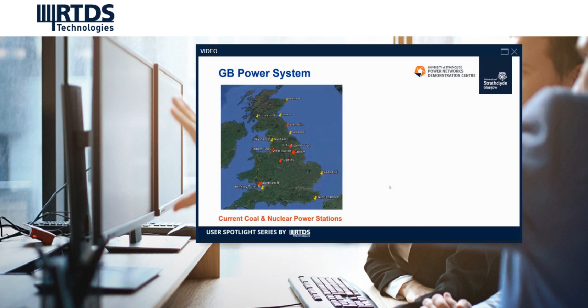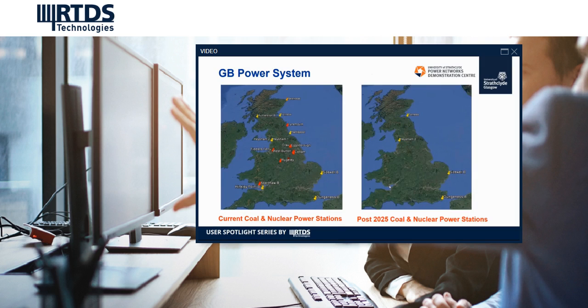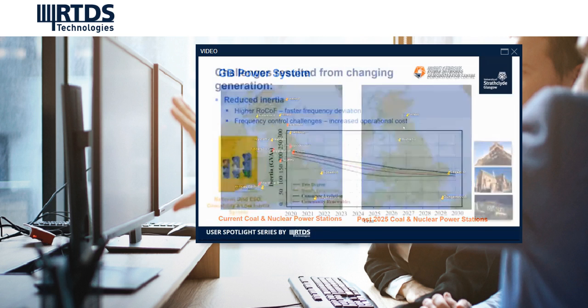This map shows the current coal and nuclear power stations in the GB transmission system. As you can see, we still have quite a few of this type of thermal plants running. However, in 5 years' time, here is what we are going to see after 2025. And the tallest nuclear power station will also be decommissioned after 2035. So we are facing a huge decrease in the number of thermal plants in a relatively short period of time.